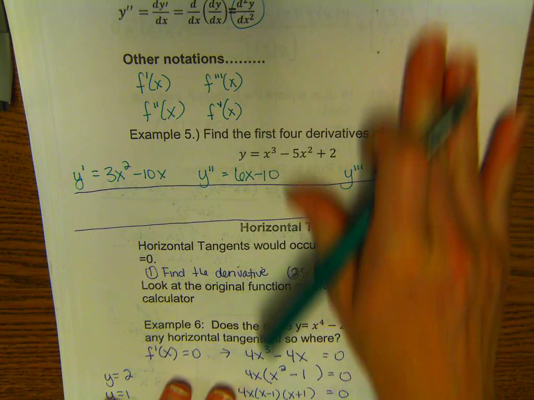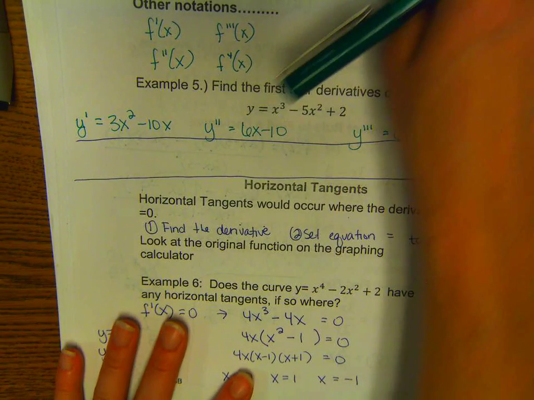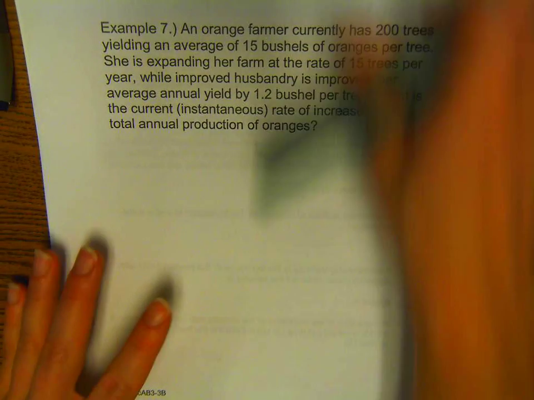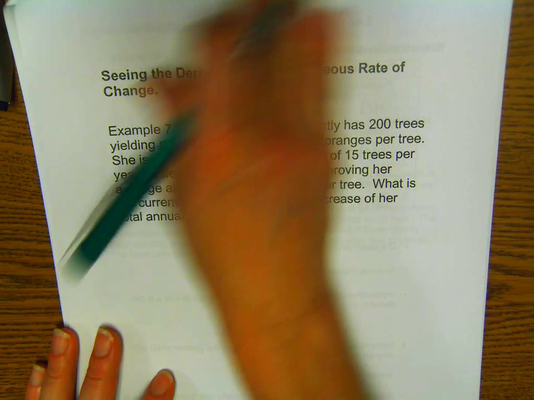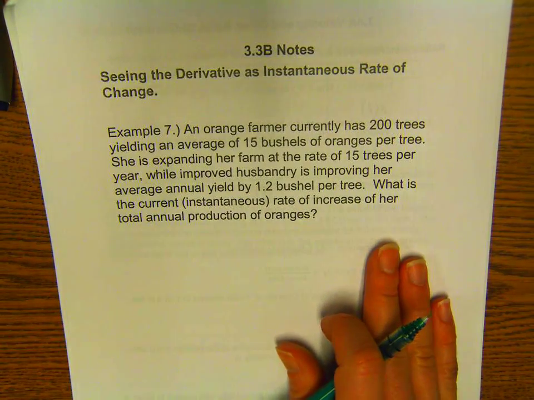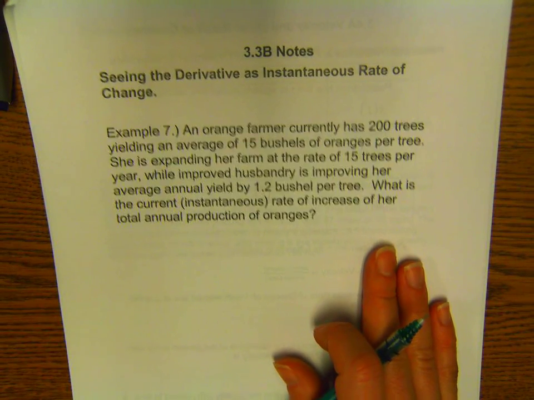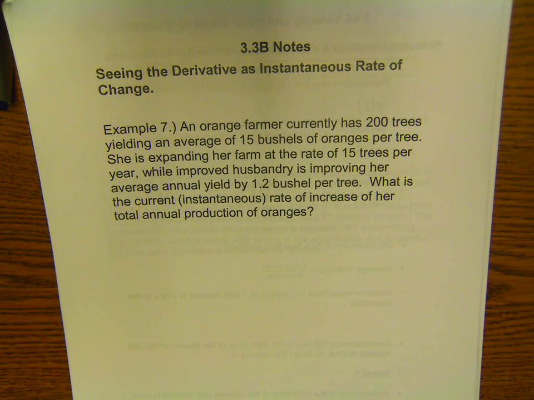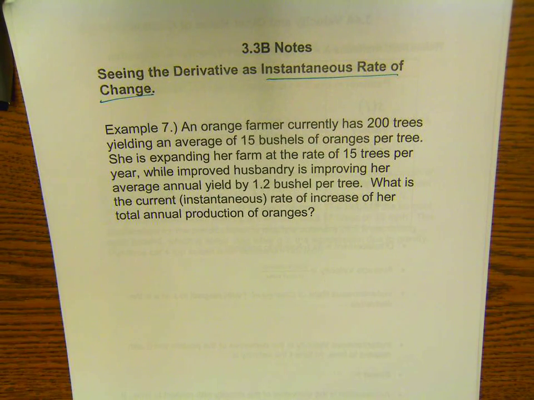Alrighty. So, one more example, then I will let you do some practice. This is a really, really good sample, free response-ish kind of thing. Remember, we don't lose sight of the fact that the derivative is the slope of the tangent line, and it's also the instantaneous rate of change. Okay? So, let's read example 7.